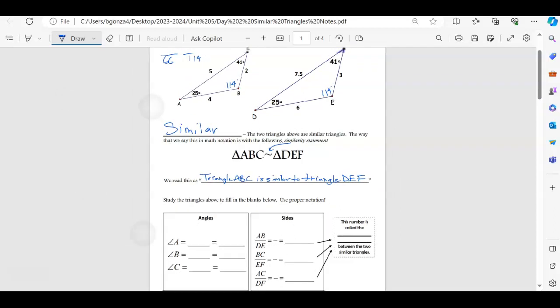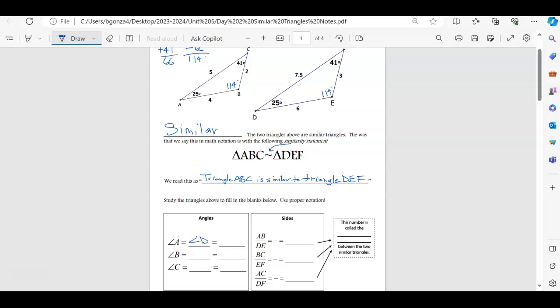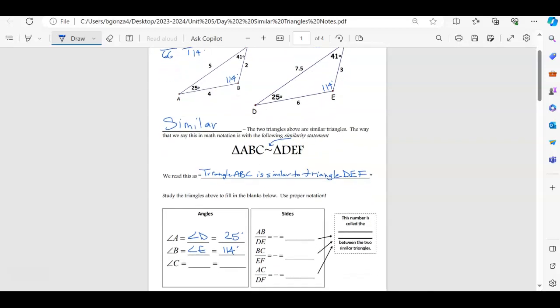All right, I know I gotta zoom out a lot here. Now, angle A matches what angle on the other one? Angle A matches what? Over here? D, right? So angle D, and how many degrees are those? 25 degrees. Cool. Okay, B, we already figured this missing one out, matches the other one, E, and those are both 114 degrees. And then angle C matches angle F, those are 41 degrees.